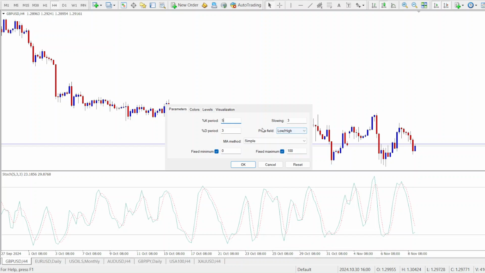So here's a breakdown. For the percentage K setting, this is the main line. The percentage K is the main line, which is the light green colored line here, as we can see. The main line is the light sea green colored line. That's the percentage K.